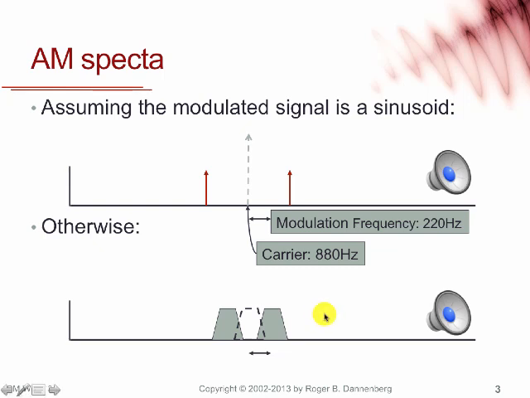Now, in the next example, we're going to do the same thing, but instead of a sinusoidal carrier, we're putting in a complex signal, which is the cello sound you've heard before.